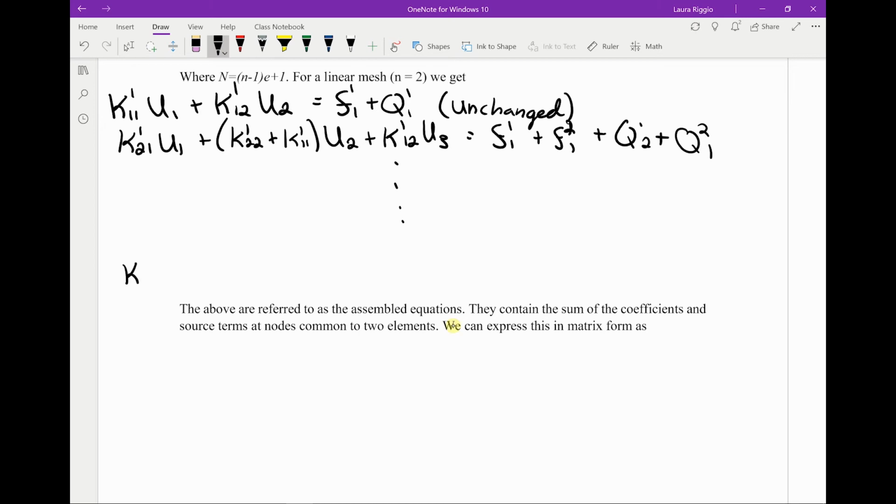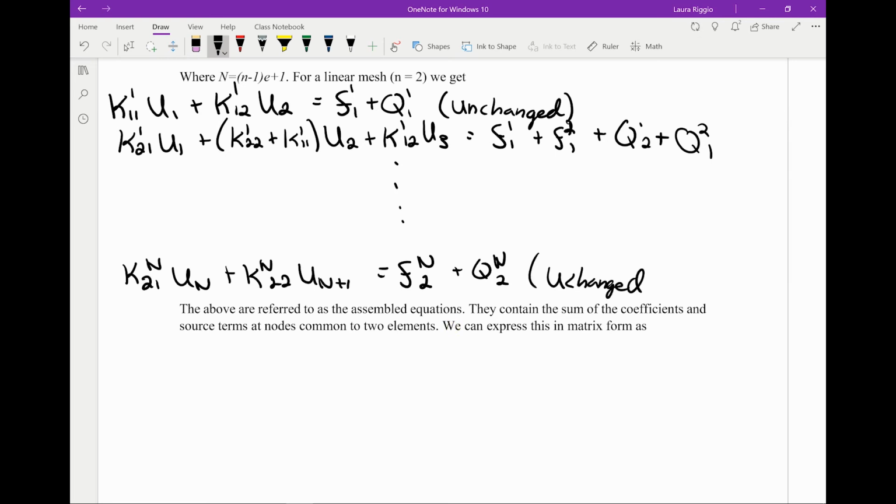I have Kn21 Un plus Kn22 U(n+1), so it's Fn, which is our other unchanged equation. So this is our assembled equation. It is assembling very similar to how our discrete system is assembled.